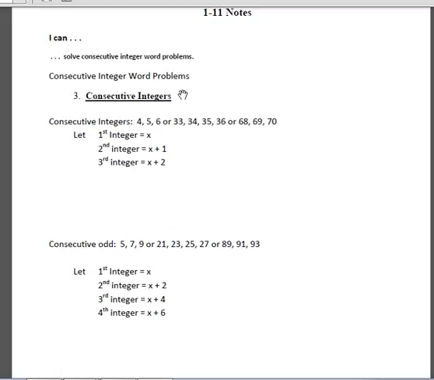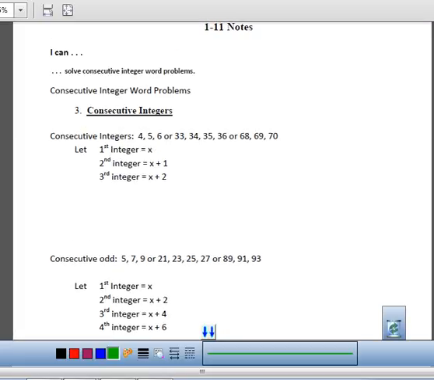So, consecutive integer word problems. What does the word consecutive mean? Consecutive means that the numbers are in order. So I'm going to write that down. Consecutive, and let me get my pen tool ready here. Consecutive means in order.